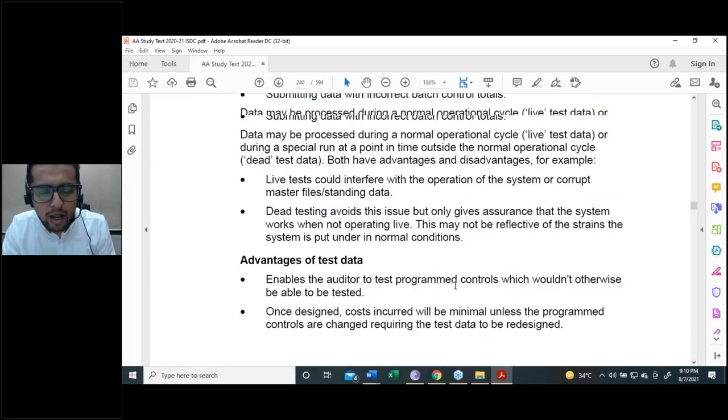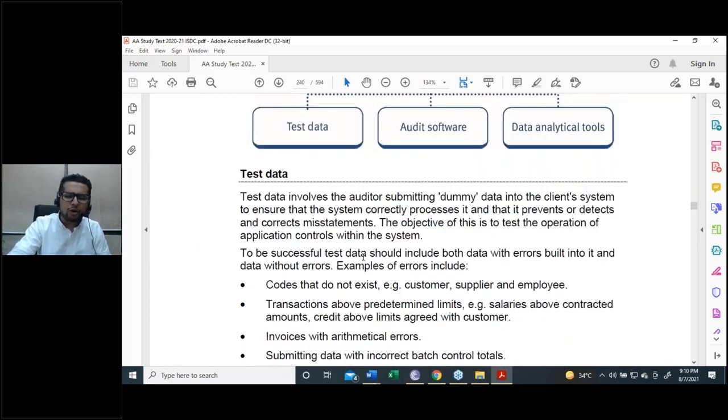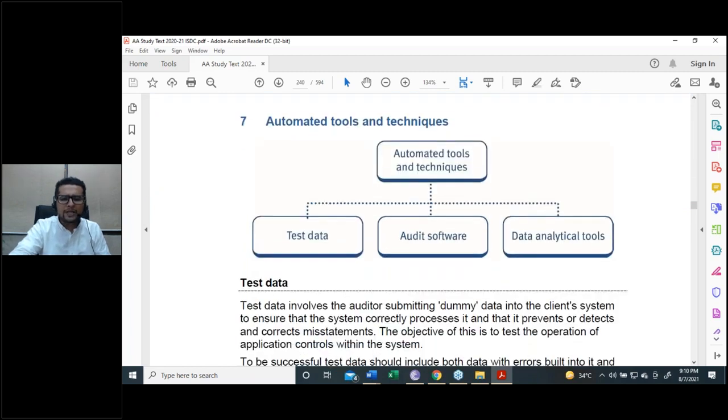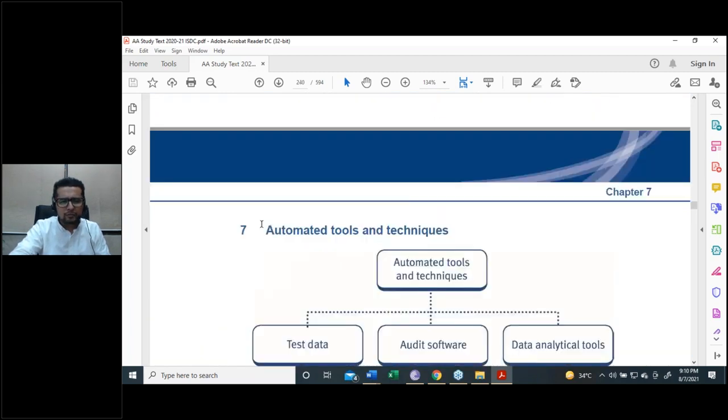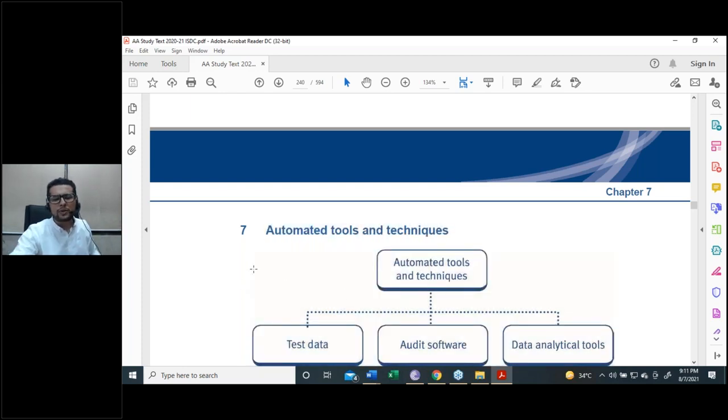Okay, now a very burning topic, very interesting topic, somewhat related to changes in your syllabus as well. The topic is called automated tools and techniques. Historically or usually used to be called computer assisted audit techniques. Automated tools or computer assisted audit techniques.